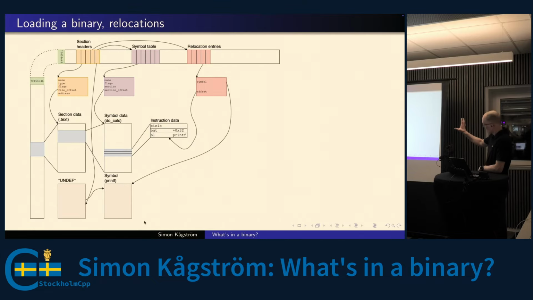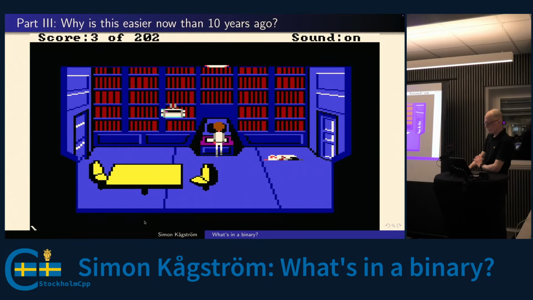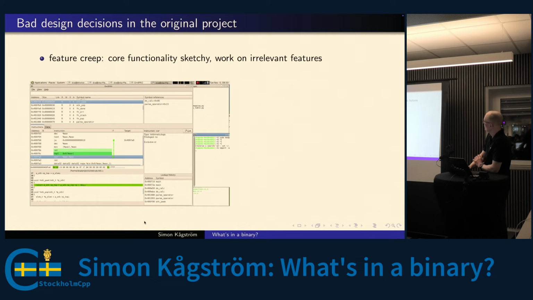Yeah, so those are basically all the parts that at least I needed to get what you saw before. Okay, and then the final part: why I think this was a lot easier now than 10 years ago. And then I will shortly speak about the problems with the first version of this program. So the first mistake I made was feature scope.